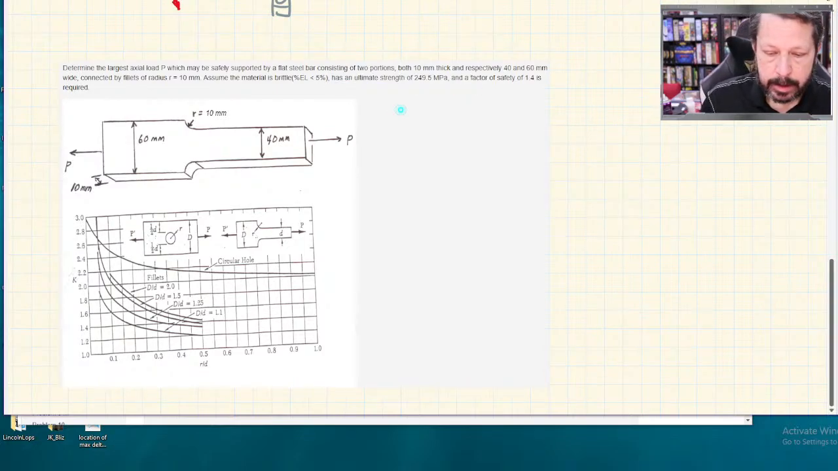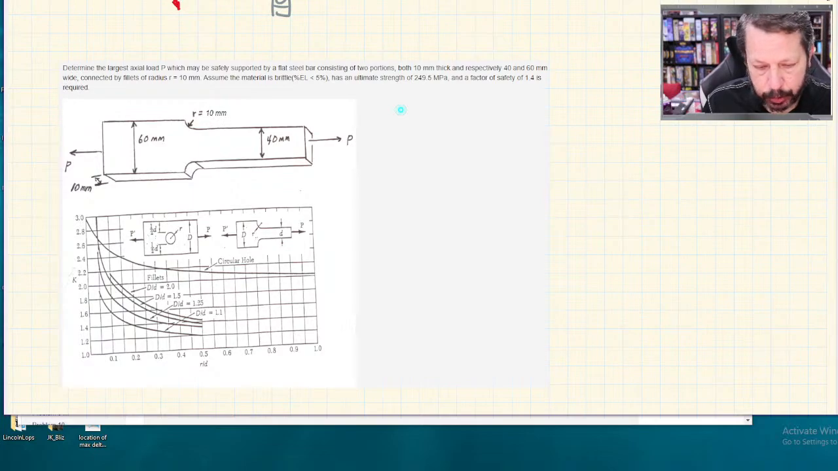So it's two areas, the wide and the narrow areas, both are 10 millimeters thick, so that's shown on our picture. And then they give us the width, they give us the fillet radius. Assume the material is brittle. So this one is brittle. Okay, so the ductile materials, they'll kind of deform a little bit to kind of even out some of the stress concentrations. And so that's not part of what we're going to try and calculate. We're just going to straight up calculate based on our charts here.